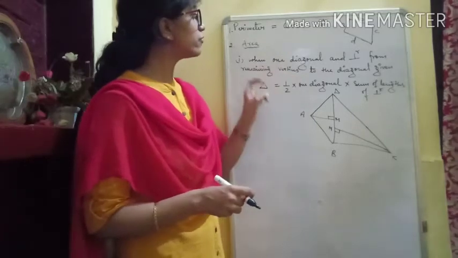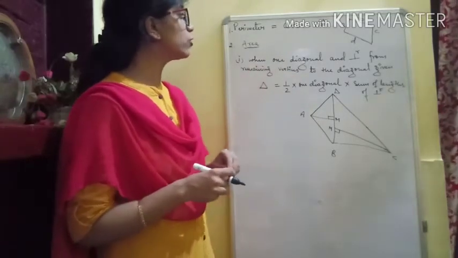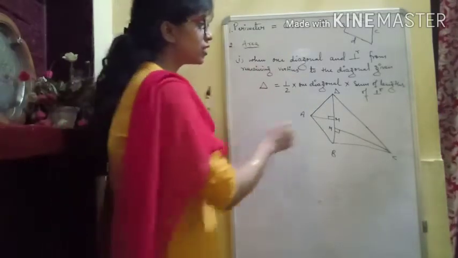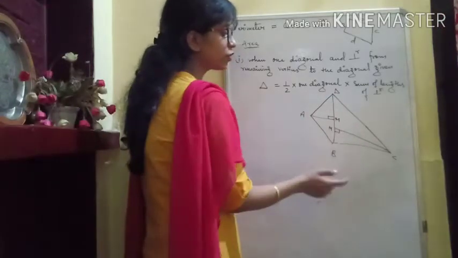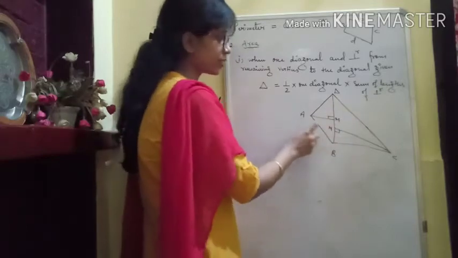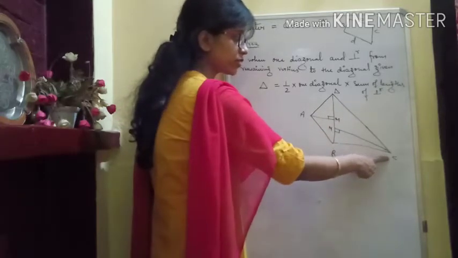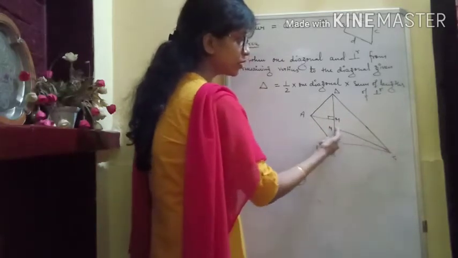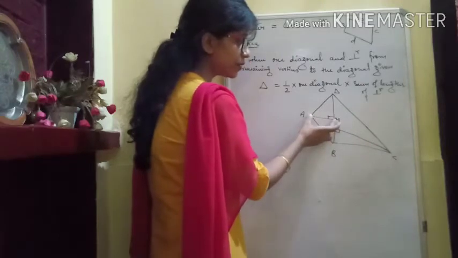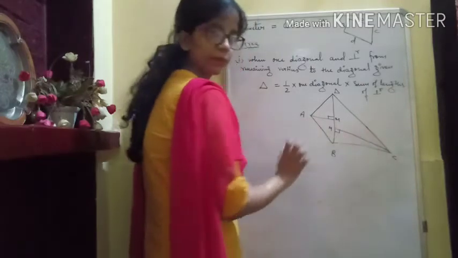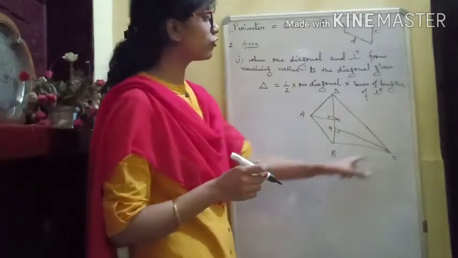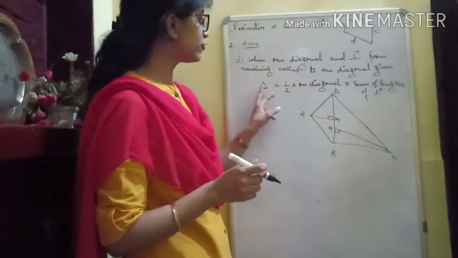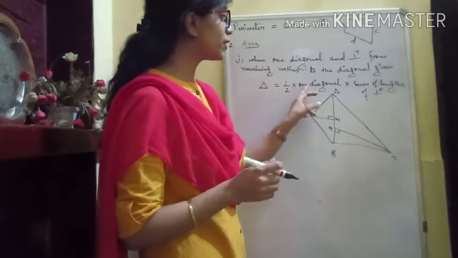When one diagonal and perpendiculars from the remaining vertices are given. See, this is one diagonal BD, and two perpendiculars from the remaining two vertices. A and C are the remaining two vertices, and from them the perpendiculars have been drawn. As you can see, AM is a perpendicular, and CN is a perpendicular. This is also given.